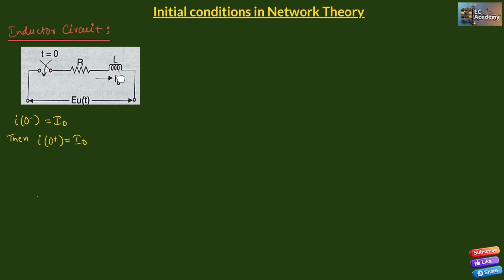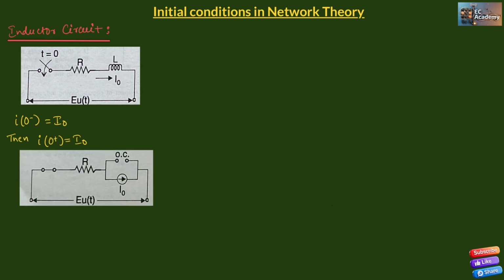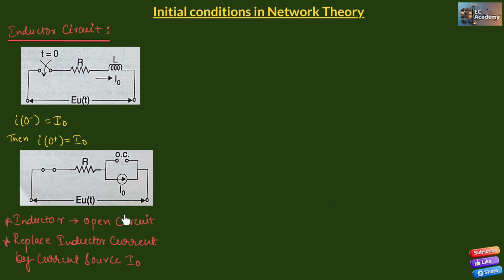Hence, if there is an initial current, we can replace this inductor with a current source, and this inductor will act as an open circuit. So this concept is very important for solving the problem. Here, the inductor will be open circuit, and we can replace inductor current by the current source I naught. So this is very important concept.